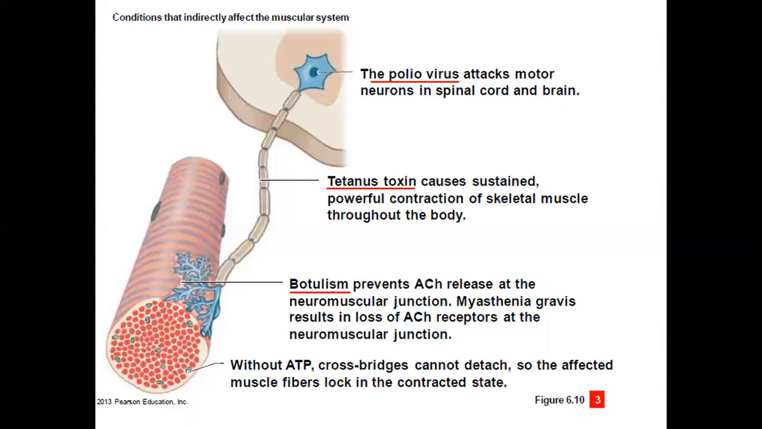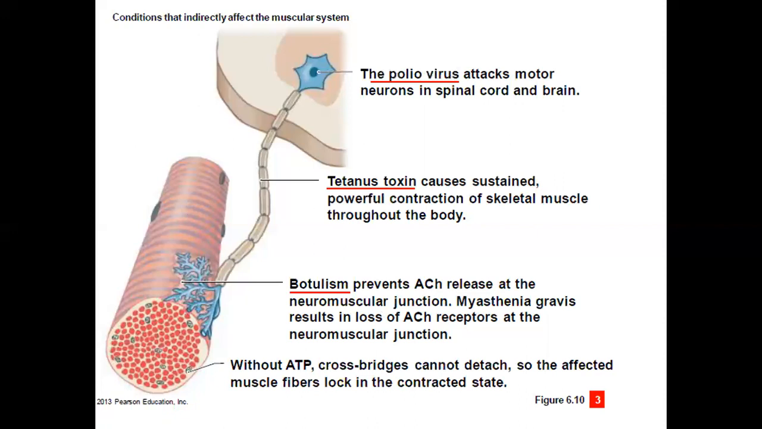Another example, so botulism is a toxin, but an actual disease is called myasthenia gravis. That results in the loss of acetylcholine receptors on the neuromuscular junction. So even if acetylcholine is being released, there's nothing for that acetylcholine to bind to. And if there's nothing for acetylcholine to bind to, then you can't generate an action potential on the muscle cell membrane, and then calcium doesn't get released inside the cell, and muscles can't contract.